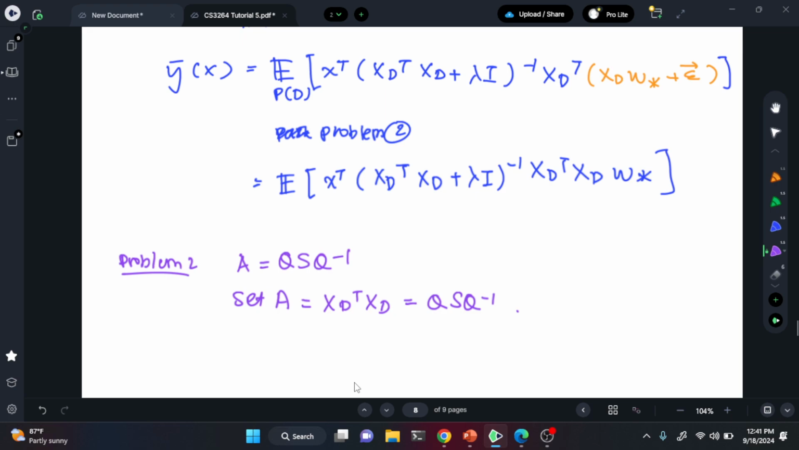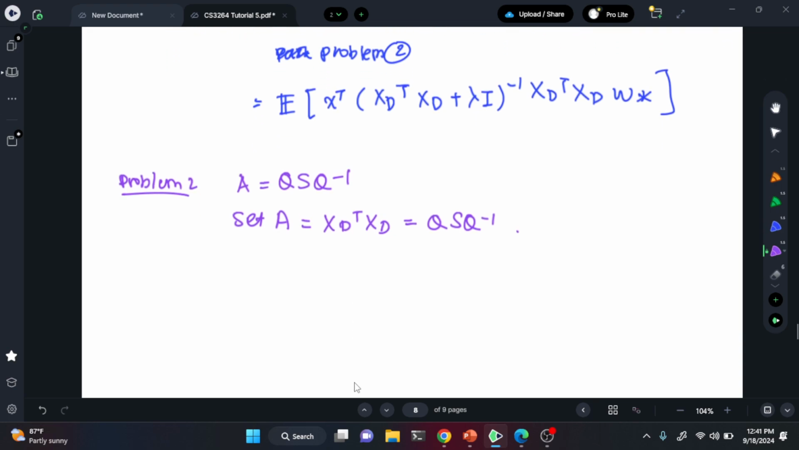Why can we do this? Because your X^T X is invertible. Then I will know that they will have full eigenvectors. So I can do this. X^T X is equal to Q S Q inverse. So this part is now A. This part is now your Q S Q inverse.